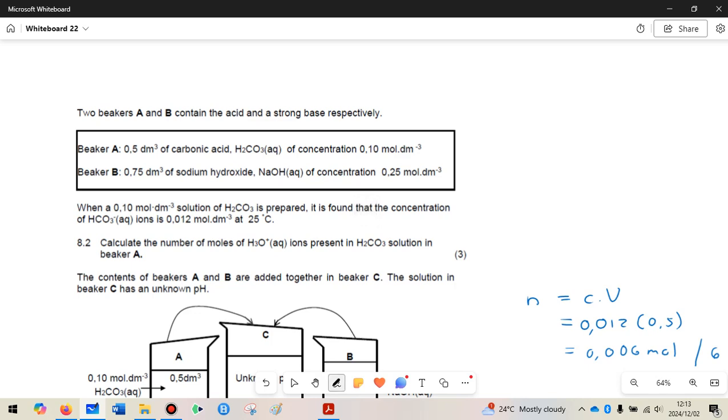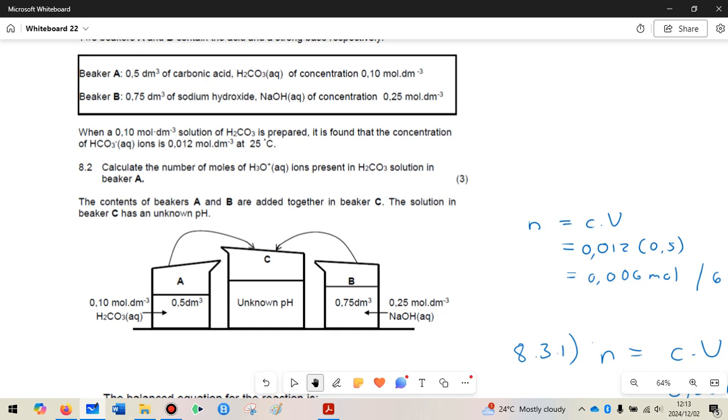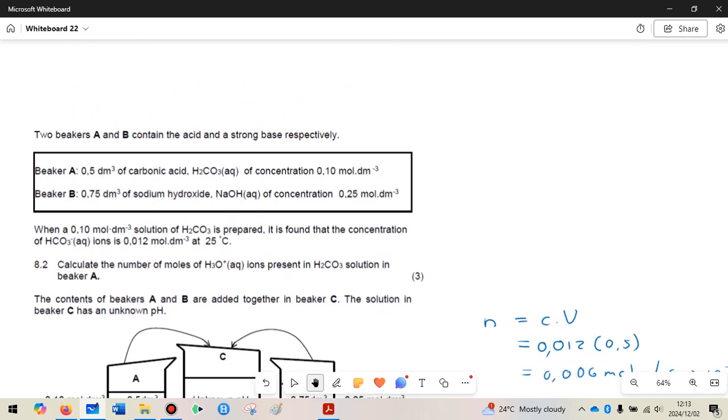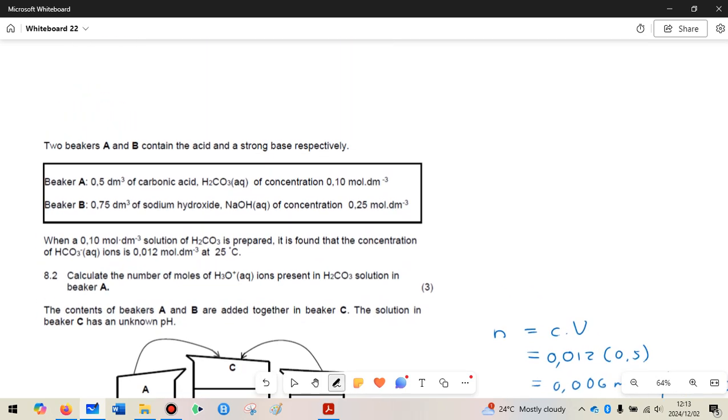So you have two beakers: beaker A, which has your acid in it, which is carbonic acid, and beaker B, which has a base in it, which is sodium hydroxide. As we go, if I feel it's necessary to remind you of some things, I'm just going to make a note of it. First thing, they've given you the volume and the concentration of the acid, but it is carbonic acid, and carbonic acid is actually a weak acid, which is important.